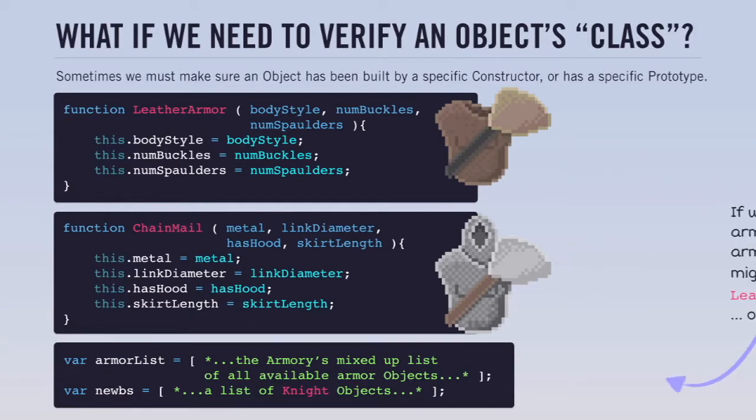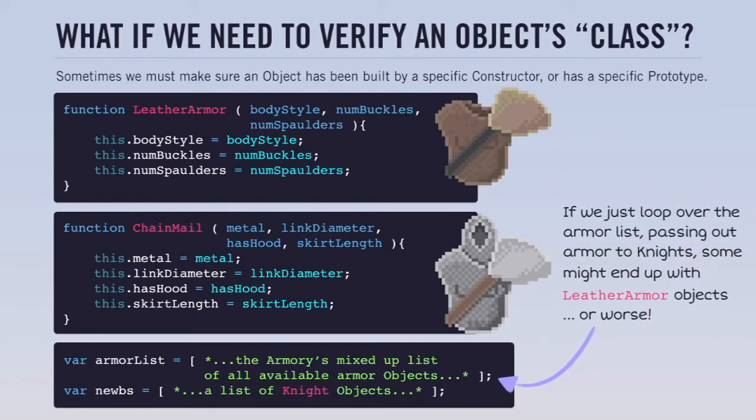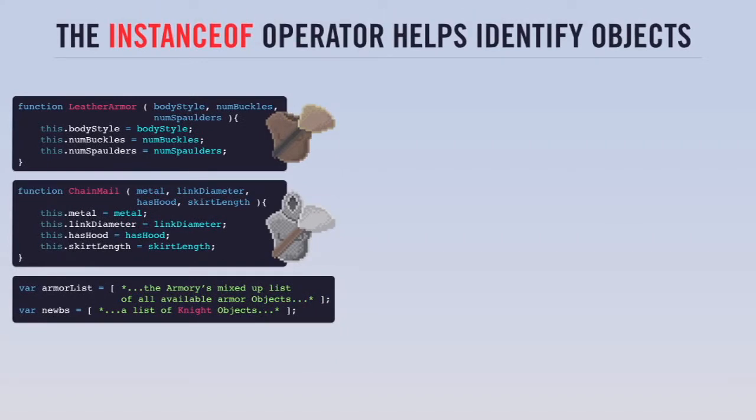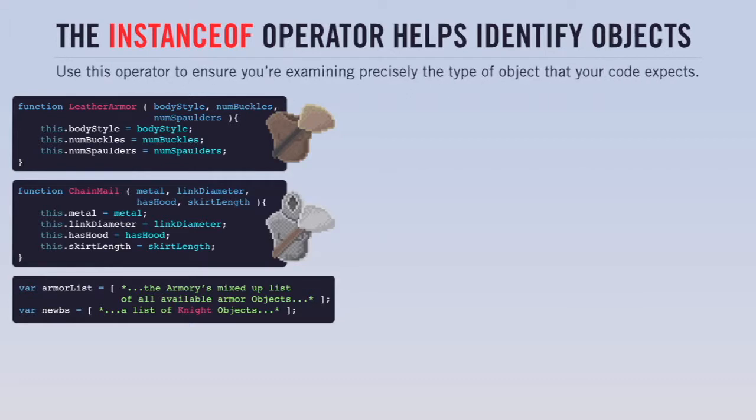Well, if we just loop over the entire armory's list, passing out armor to knights willy-nilly, some might end up with leather armor, or even worse, what if they ended up with a helmet for their body armor? That would be really challenging and problematic. So enter the instanceof operator. It's going to help you precisely identify your objects in all cases. You want to use this operator to ensure that you're examining precisely which object your code should expect.